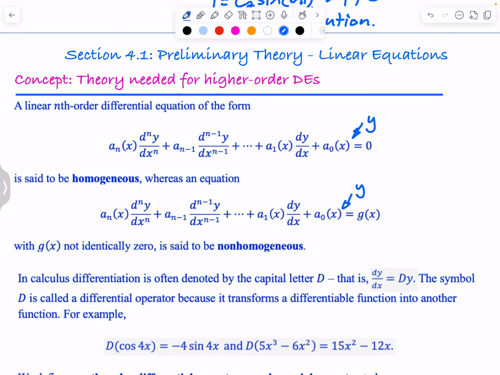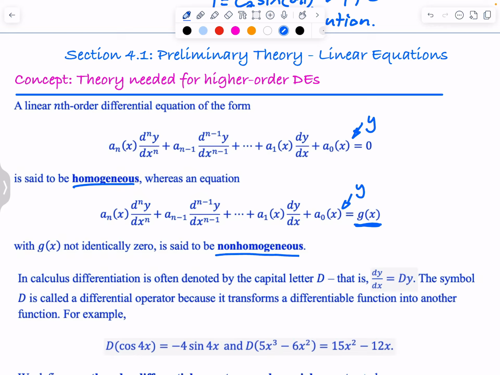This is said to be homogeneous. We said this a few videos back. If it's equal to 0, it's homogeneous. Whereas for the equation, notice that they take that same exact equation. You should have a y there in your notes, but they put a function of x over there, so not 0. If that's not a 0, then it's called non-homogeneous.